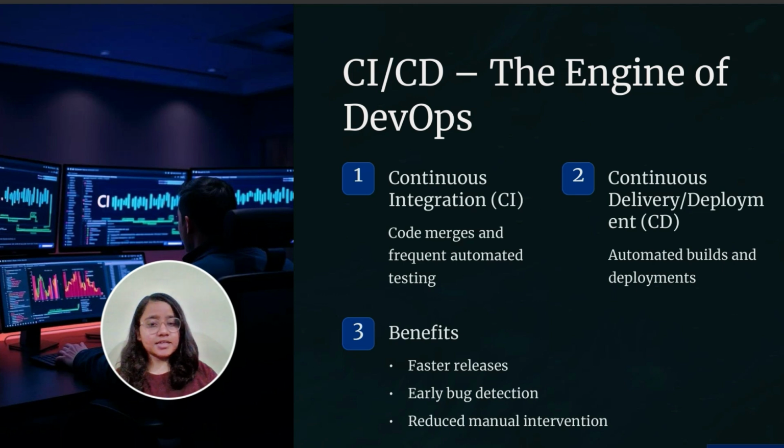Then another term, CD also stands for continuous deployment. So what does this mean? It takes continuous delivery further by automatically deploying to production without manual approval. High confidence in tests is a must. Why it matters? It enables truly agile and rapid delivery. New features or fixes go live within minutes of merging.